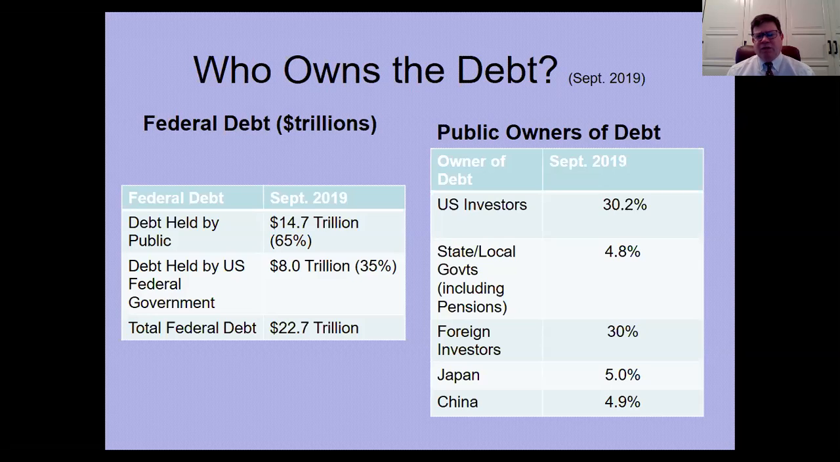One thing that concerns some people is the fact that 30% of the federal debt is owned by foreign investors. If you take a look at the countries where the debt comes from, either through corporations or individuals, or in some case, what we call a sovereign wealth fund, 5% of all the foreign debt is owned by Japan, and 4.9% is owned by China. So that's who owns the debt. And that's our overview of the process of what we spend our money on at the federal level.